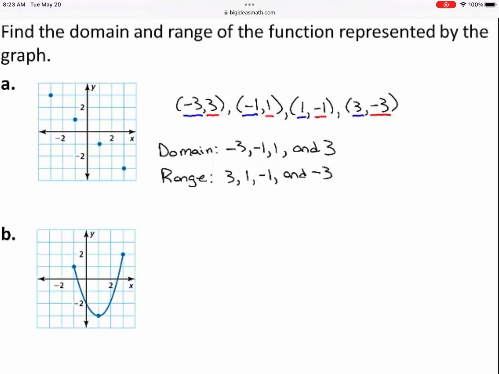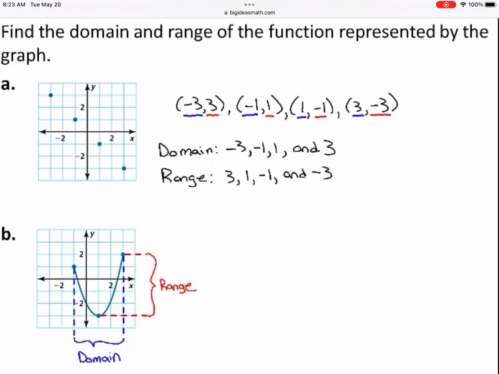Part B. To find the domain and range of the function represented by the graph, you must identify the x and y values represented by the graph. The set of x values represented by the graph is the domain of the function. The set of y values represented by the graph is the range of the function.